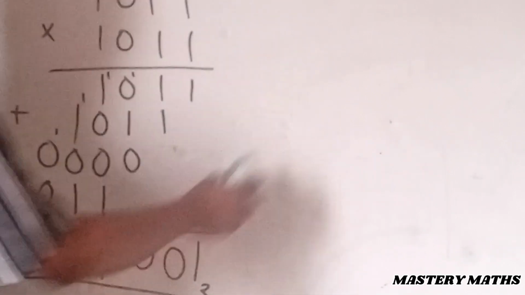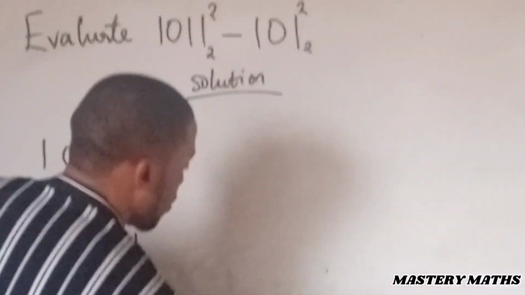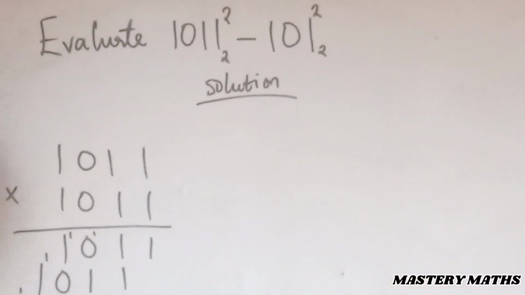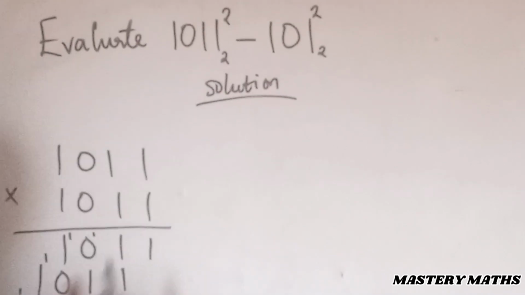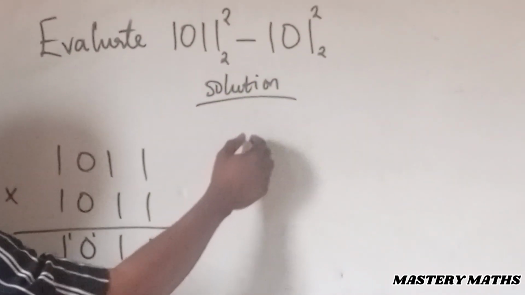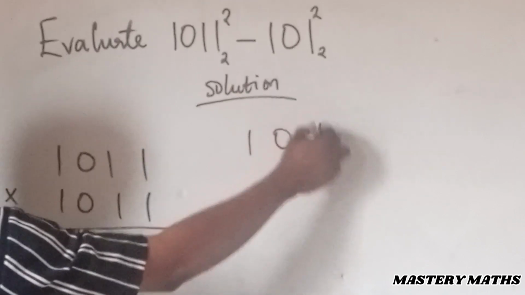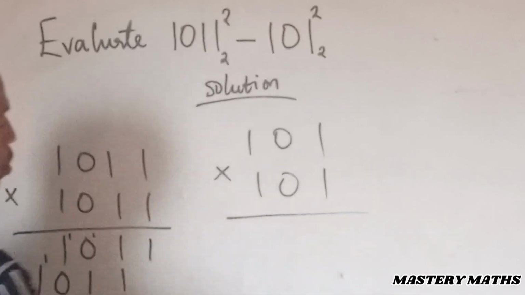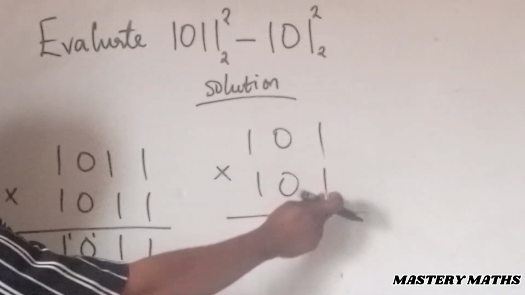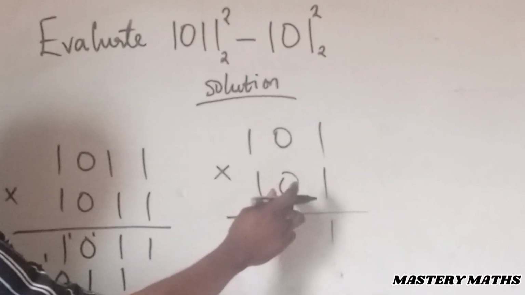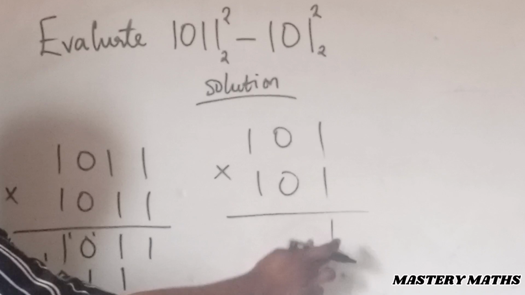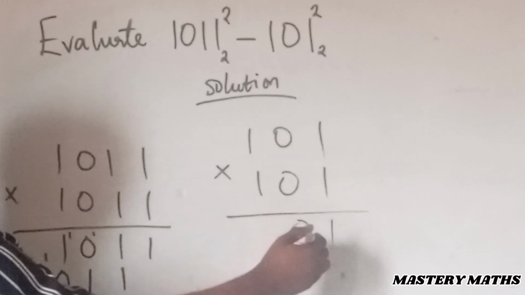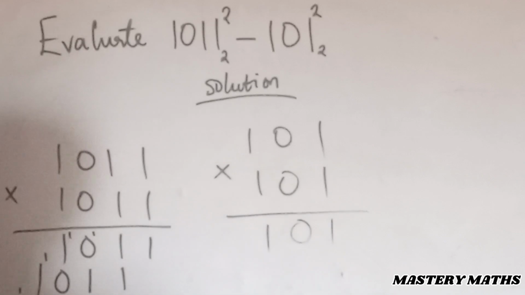Now let's move to the second value. For the second value, we have these. We multiply together. We have 101 times 101. We multiply. You say 1 times 1 is 1. 1 times 1 is 1. 1 times 0 is 0. 1 times 1 is 1.